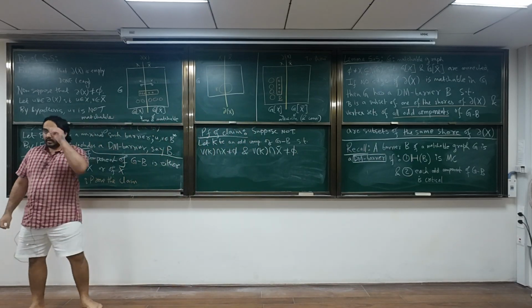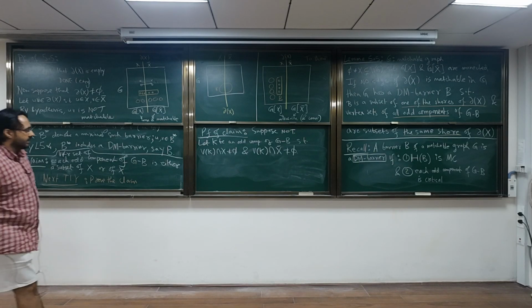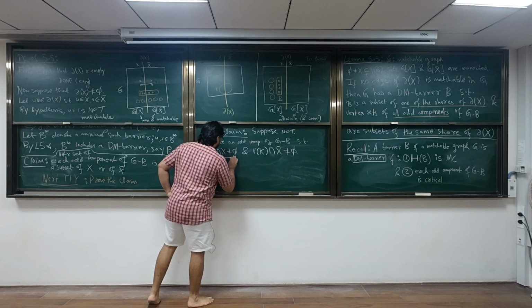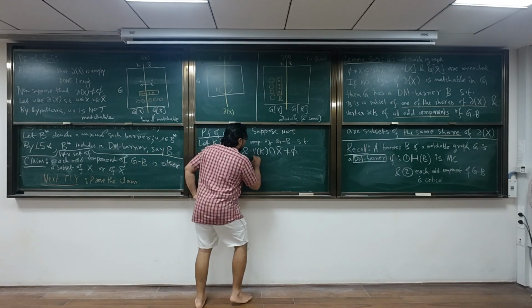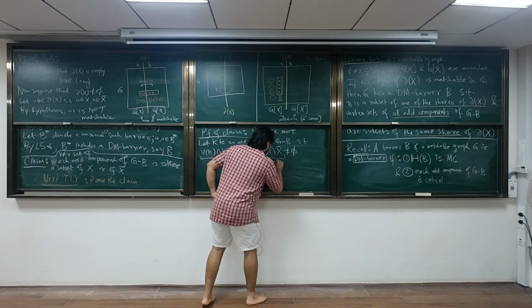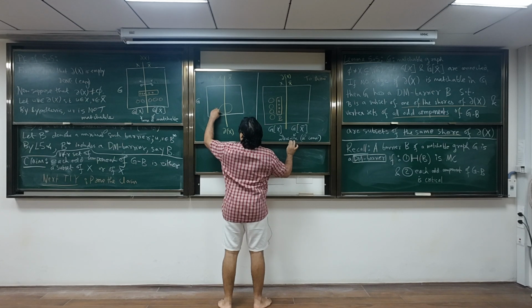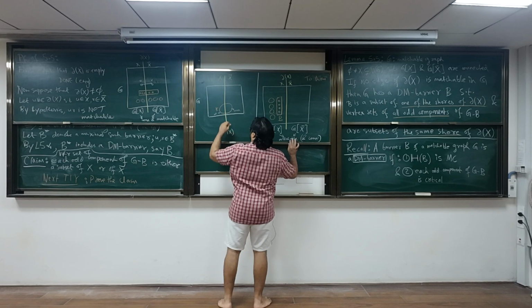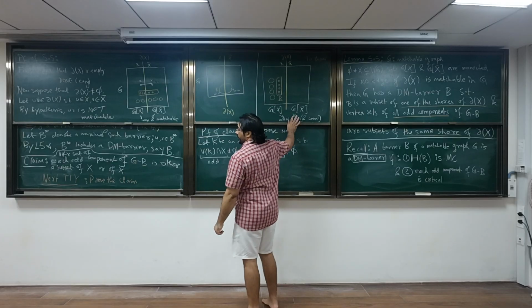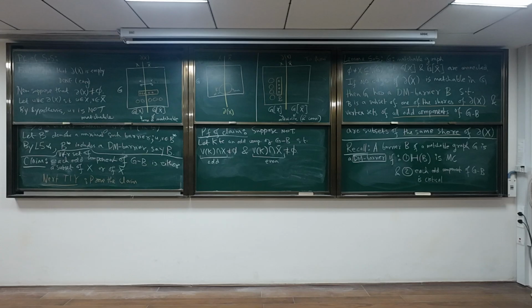There is an odd component, so one of these two will be odd, the other one will be even. So I adjust notation so that this is odd and this is therefore even. Okay, so this is an odd set and this is an even set, and they are both non-empty.